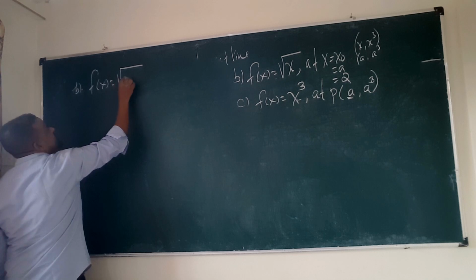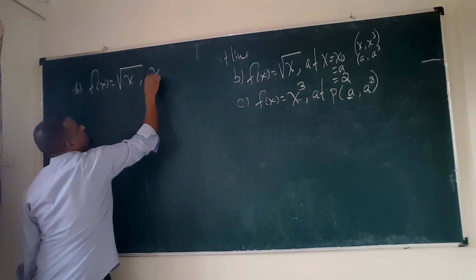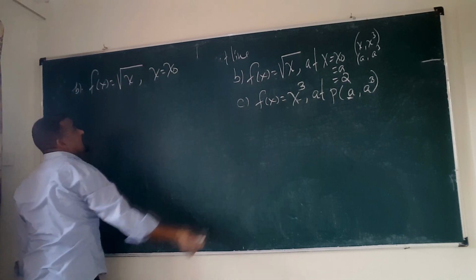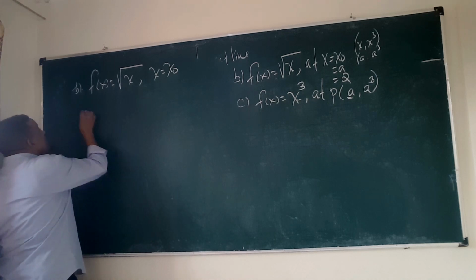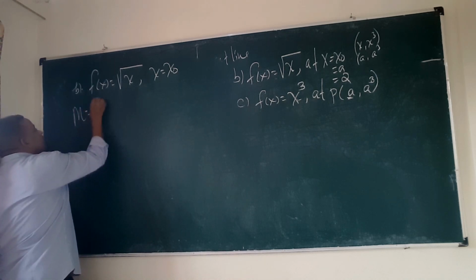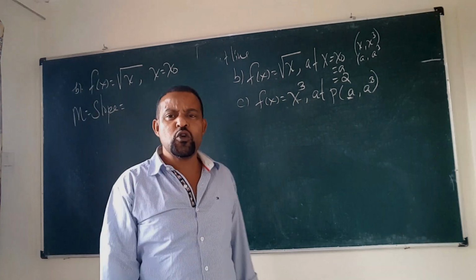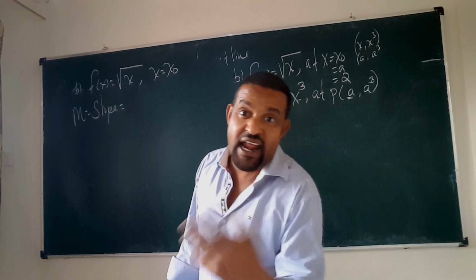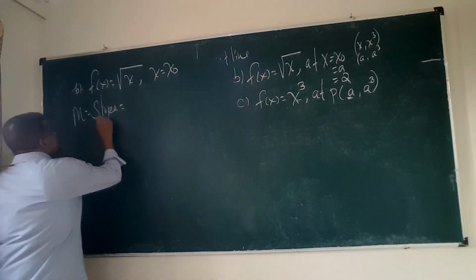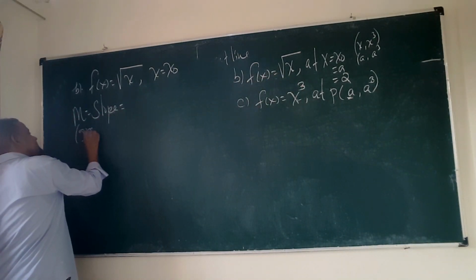B: f of x is equal to radical of x. So at x is equal to x naught እናድርገው ለምሳሌ, okay. So the slope is equal to m, which is the slope. Slope means another terminology which is equivalent to slope is gradient. The gradient of the line, in each line. Slope or the gradient, right?